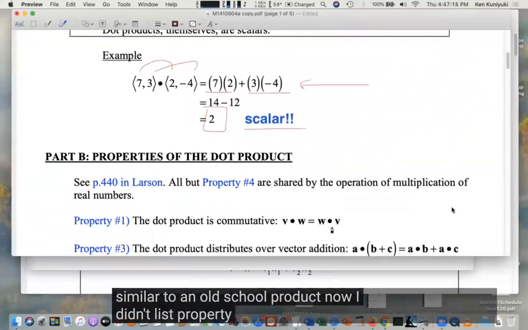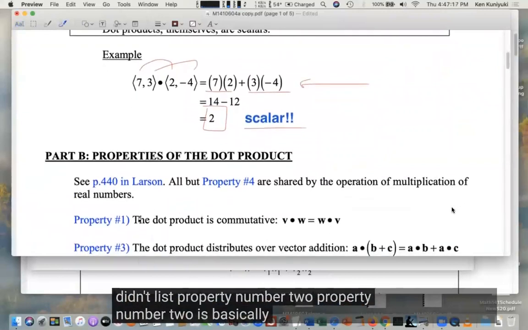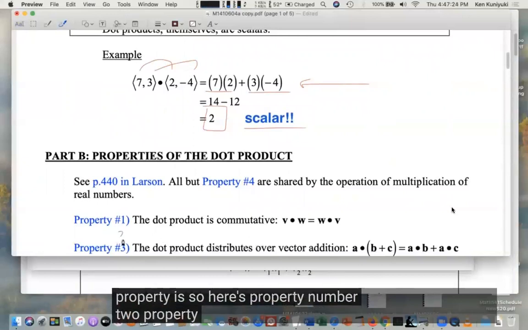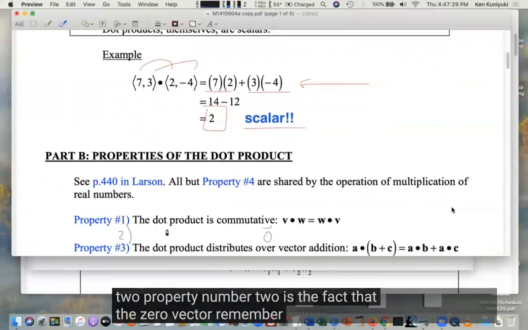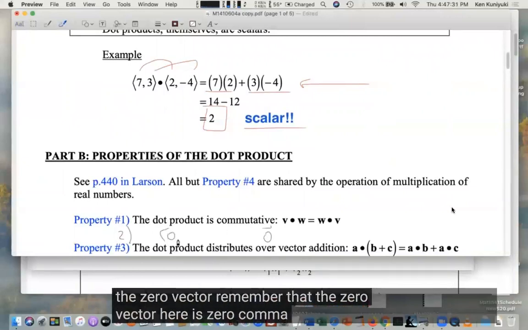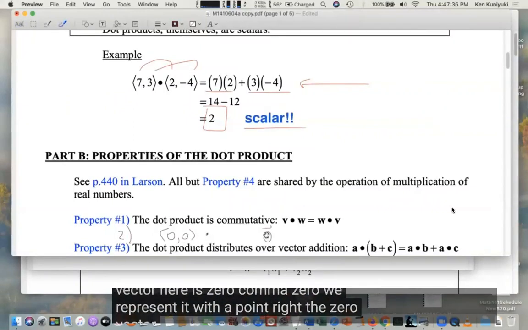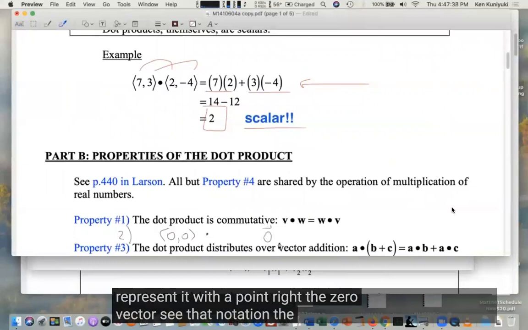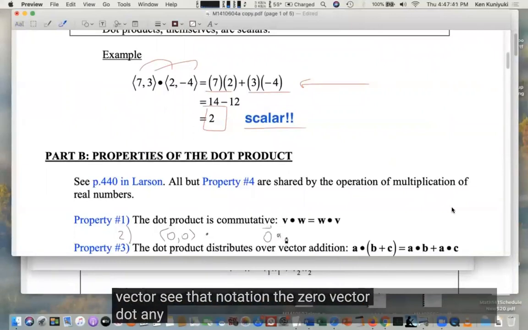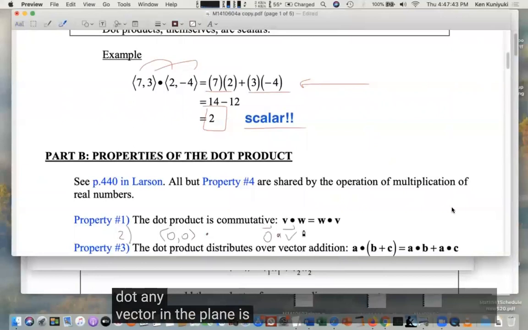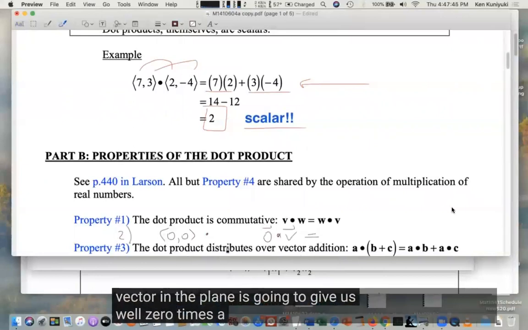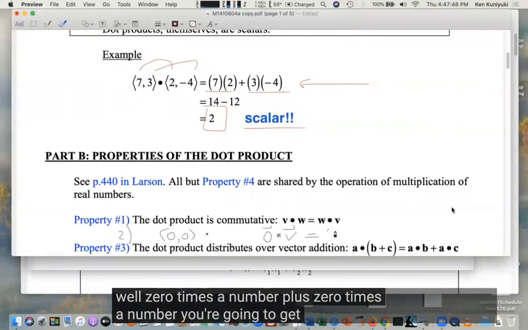Now, I didn't list property number two. Property number two is basically a zero product property. Property number two is the fact that the zero vector, remember that the zero vector here is 0, 0. We represent it with a point. The zero vector, see that notation? The zero vector dot any vector in the plane is going to give us, well, 0 times a number plus 0 times a number, you're going to get 0.